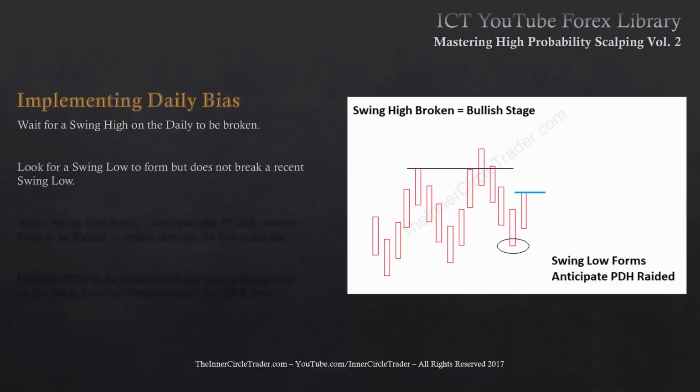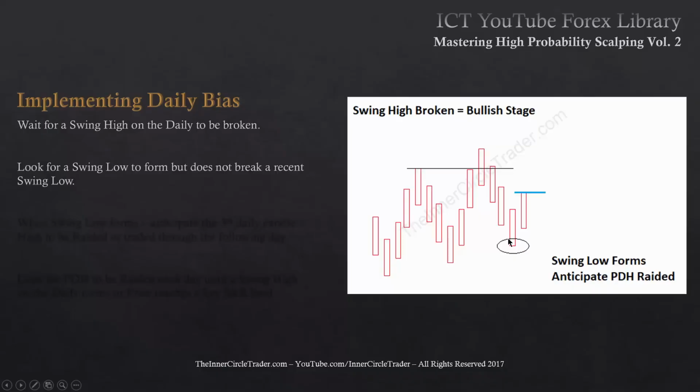The criteria is going to be looking for a swing low to form down here. A swing low, again, is a candle that has a higher low to the left of it and a higher low to the right of it, again on the daily chart. Key point here is this swing low should not take out a previous recent swing low.